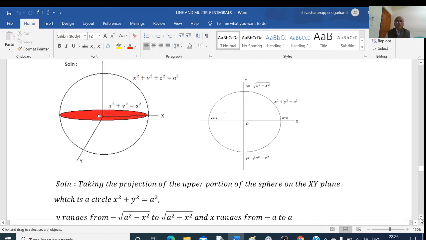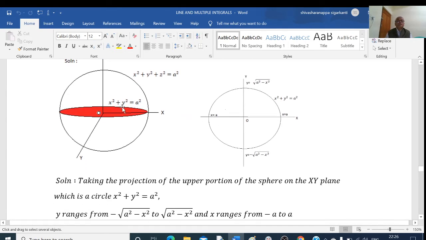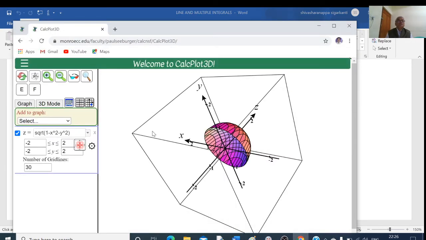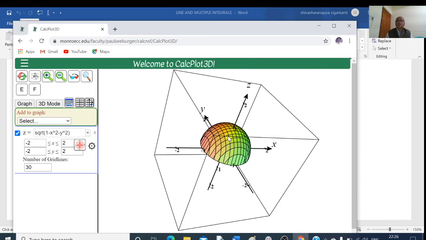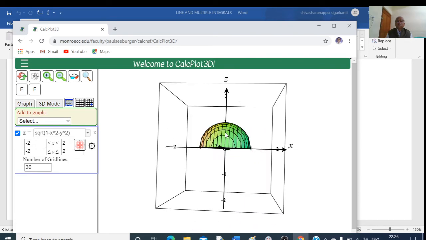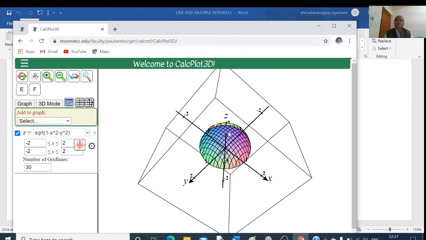And to visualize this one, see, this is a hemisphere above the xy plane. If I find the volume of this one, then if I multiply this by 2, we get the volume of the whole sphere. The projection on the xy plane is nothing but the circle. So this is the circle here. The circle is the projection of the sphere on the xy plane.